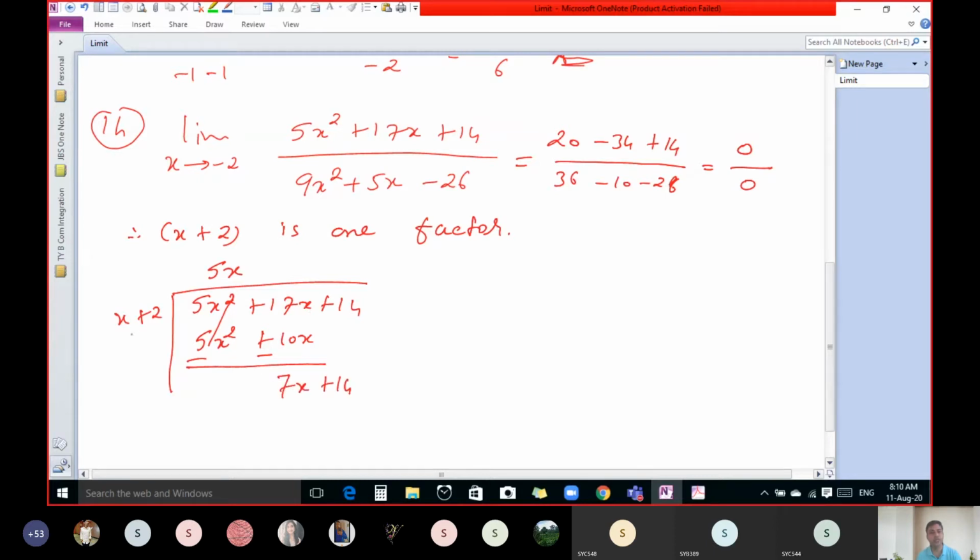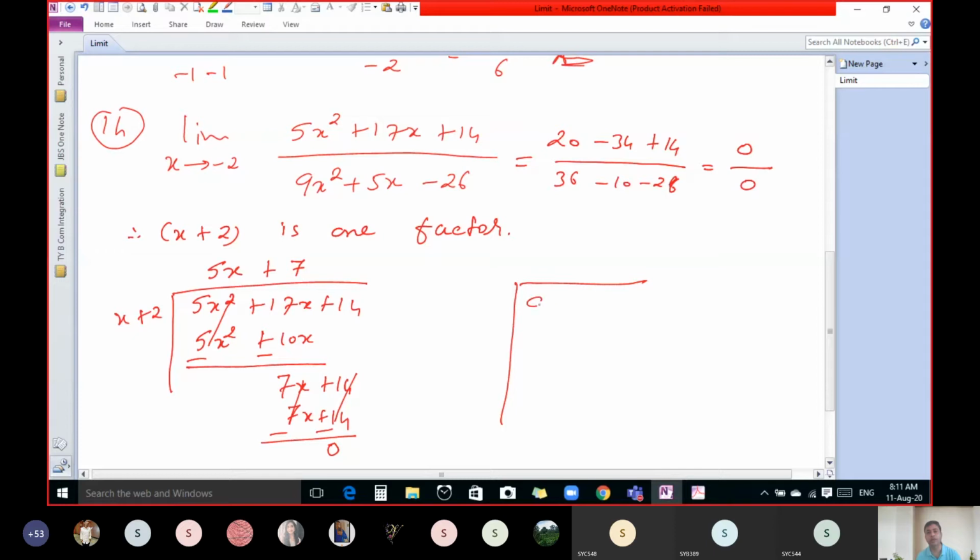Now first term is 7x divided by x. We get 7. So multiplied by 7, we get 7x plus 14. And now here we have 0. That means one factor of the numerator is x plus 2 and the other is 5x plus 7. One factor is x plus 2, another is 5x plus 7.